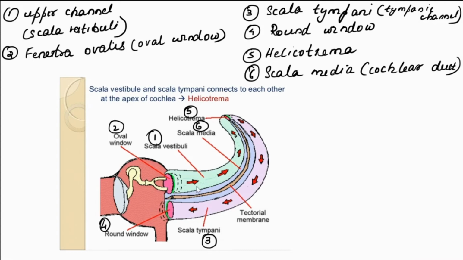And one more point: this scala vestibulae communicates with the scala tympani by an opening here. Its name is helicotrema. Now, what's the name of this middle channel? The middle channel is called scala media, or otherwise called the cochlear duct. That's about the three different types of channels.